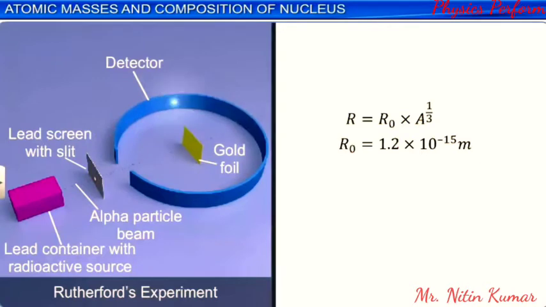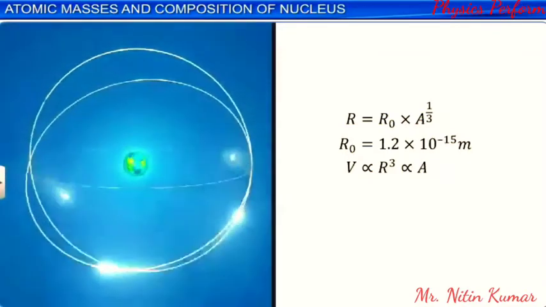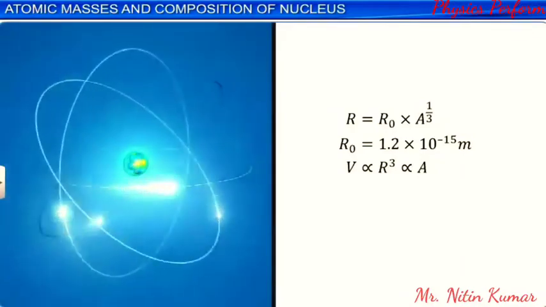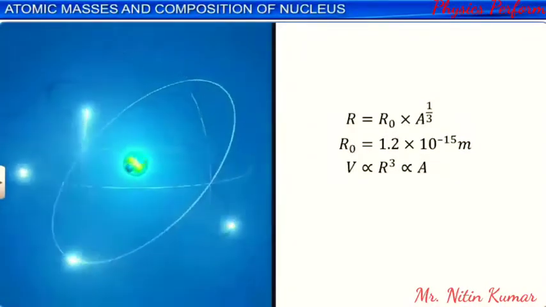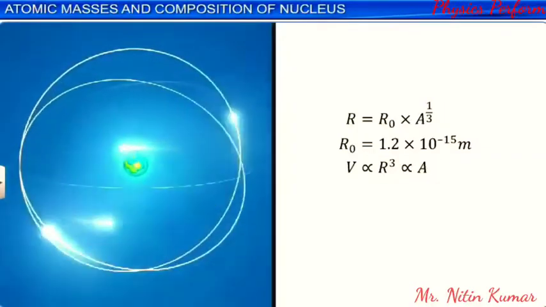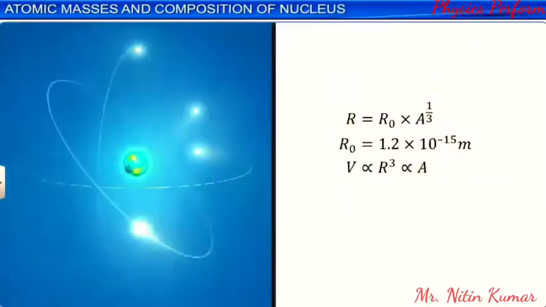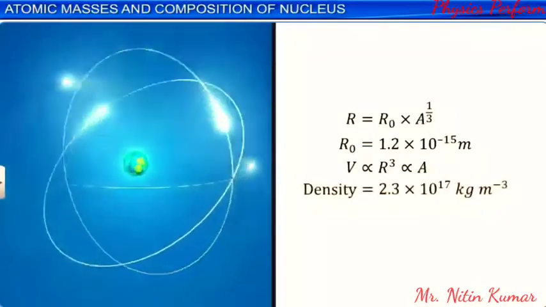Therefore, the nuclear volume is proportional to r cubed and r is proportional to A power 1 by 3. This implies volume is proportional to the atomic mass number, that is, proportional to the number of nucleons. The nuclear density is constant and is independent of the mass number A. We can imagine nuclei of various elements as liquid drops of constant density. The density of nuclear matter is 2.3 × 10¹⁷ kilogram per meter cube.